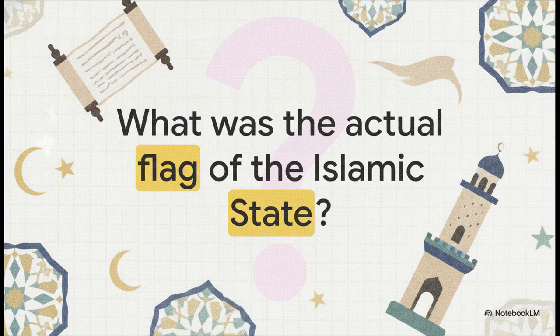So before we start putting this ancient blueprint together, we really have to ask ourselves what the official flag actually looked like, entirely separate from our modern interpretations. You know, when we think of a state today, we immediately picture a national flag waving proudly over a government building, right? But to truly understand the historical caliphate, we have to completely shift that modern perspective.